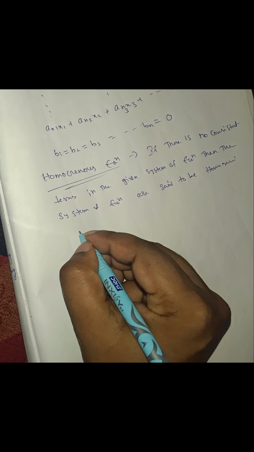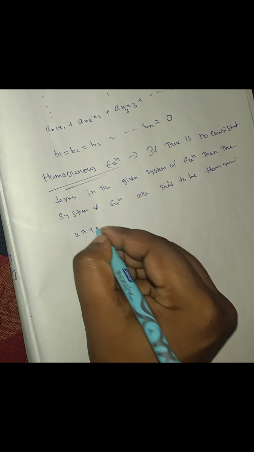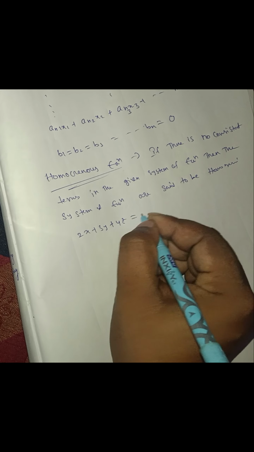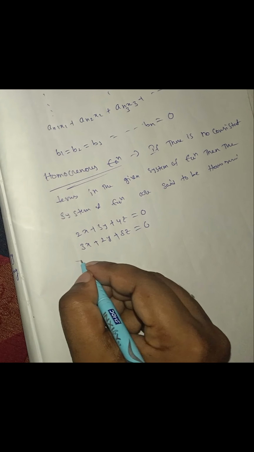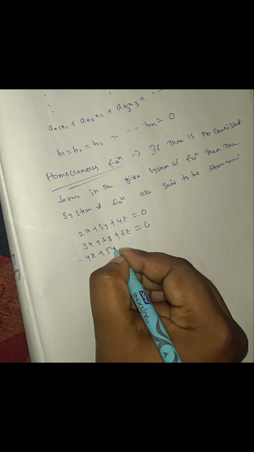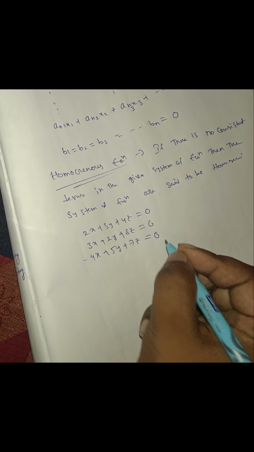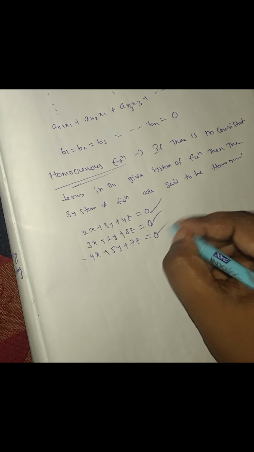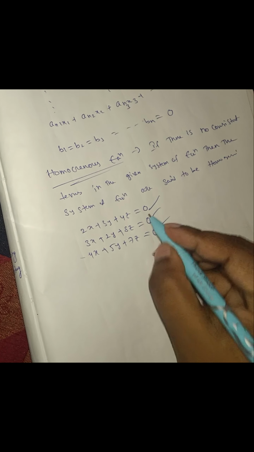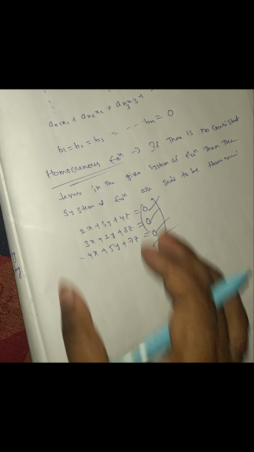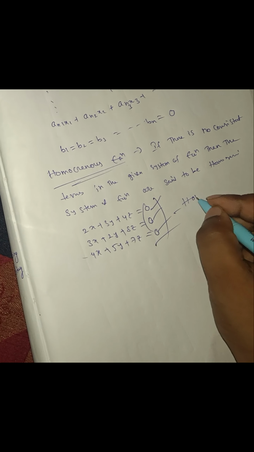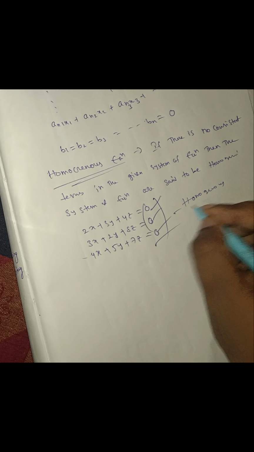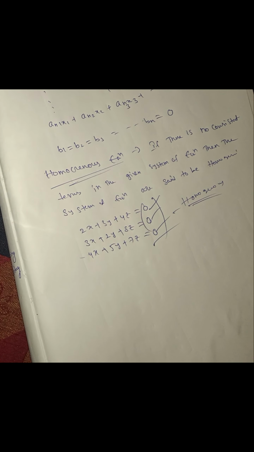For example, I'm given 2x plus 3y plus 4z equal to 0, 3x plus 2y plus 8z equal to 0, 4x plus 5y plus 7z equal to 0. There are no constants, so all these constants are zeros, and this system of equations is said to be homogeneous equations. So now, how do we convert to matrix form?